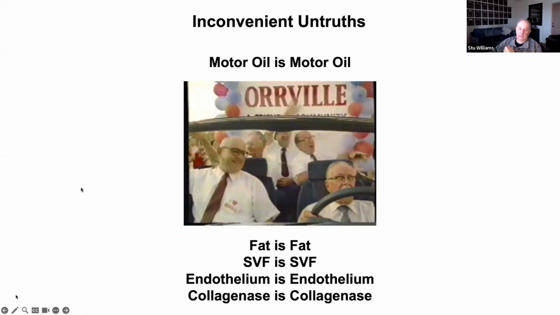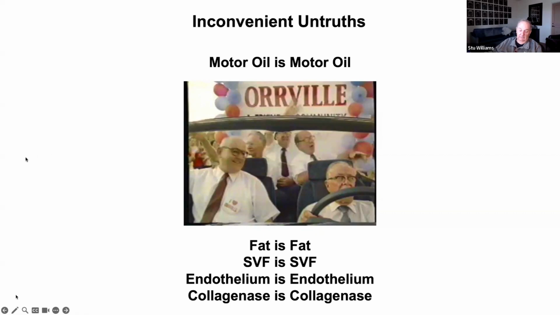I started with this term, inconvenient truths. That comes from an Al Gore documentary from 2006, where he was talking about the inconvenient truth, the effect of CO2. There are a lot of inconvenient untruths also. It began in 1987 with a Valvoline commercial, where it was stated motor oil is motor oil, and pretty quickly it was recognized that not all motor oils are the same. Valvoline sold a lot of oil based upon that, but there are at least four untruths that come out of this field of fat-derived cells. And here are the four big ones.